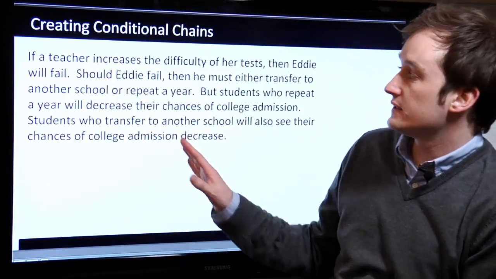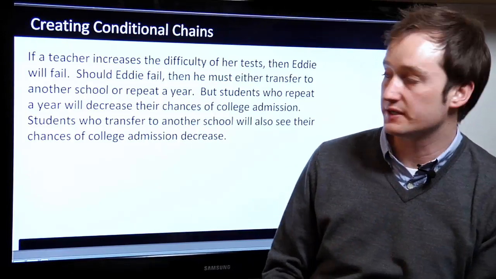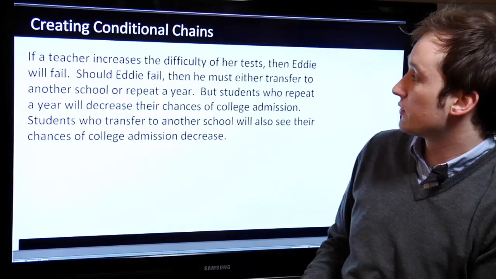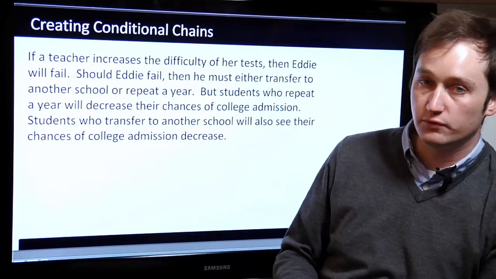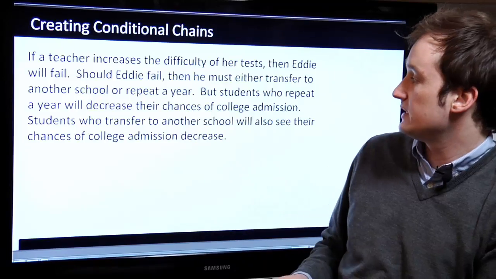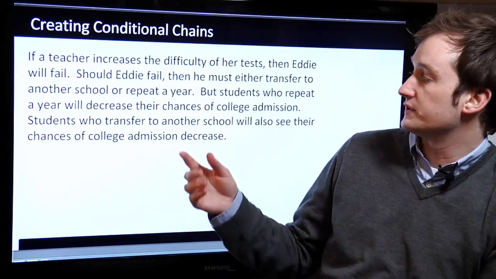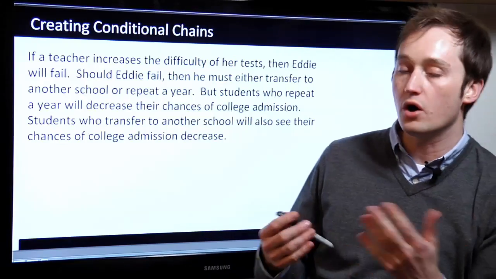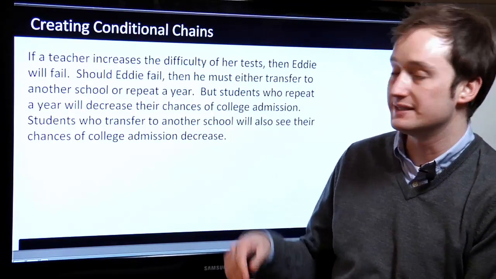Last place that we're going to see these types of conditional chains is in logical reasoning. Here we have a logical reasoning type question stimulus. If a teacher increases the difficulty of her tests, then Eddie will fail. Should Eddie fail, then he must either transfer to another school or repeat a year. But students who repeat a year will decrease their chances of college admission. Students who transfer to another school will also see their chances of college admission decrease.